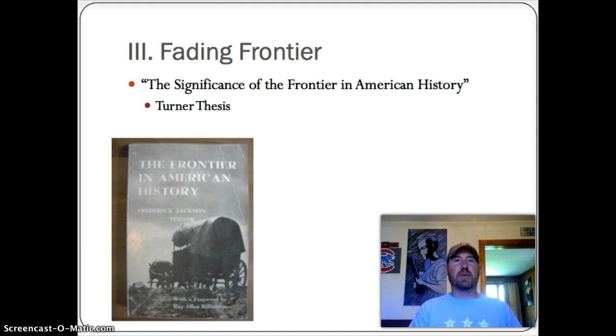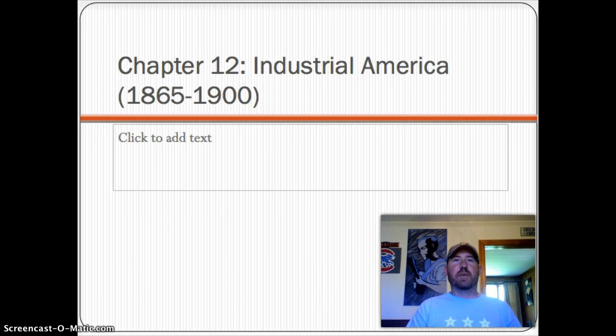And I apologize for looking at my book so much, but I'm trying to do this quick. And basically, what it comes out and says is that we've got to have a frontier just to keep our society, to keep America advancing. So it was a very brief synopsis of the attempts to expand westward after the Civil War. Now we're going to move to Chapter 12 with Industrial America from 1865 to 1900.